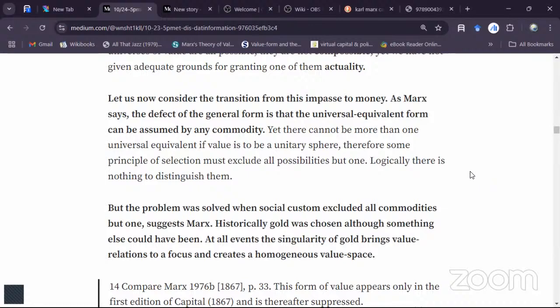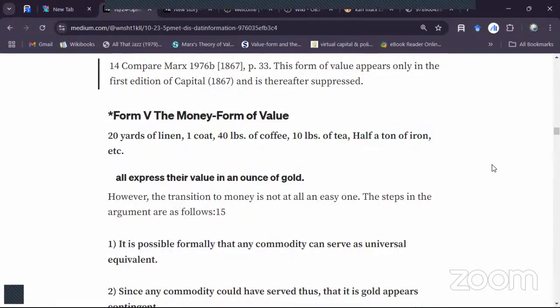So form 5, money form of value. This is the section in Marx's Capital Volume 1, Chapter 1, on which we spend far too much time, because we're trying to figure out what is the equivalence between 20 yards of linen and a coat, or 40 pounds of coffee and a coat, or an ounce of gold, or whatever. All of these equivalents, how do they express their value? An ounce of gold could do it. However, the transition to money is not at all an easy one.